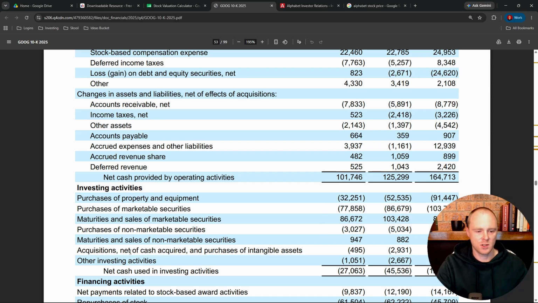So acquisitions, net of cash acquired, and purchases of intangible assets, and purchases of property and equipment. So property and equipment is our main one here, where it goes from 32 billion, 52 billion, and 91 billion. So that's more than tripled in that time. And then we've also got this net cash provided by operating activities. It hasn't more than tripled in that time. So what we've got is their investments in property and equipment is quickly outpacing the amount of cash that they've got. Now, this was from last year.